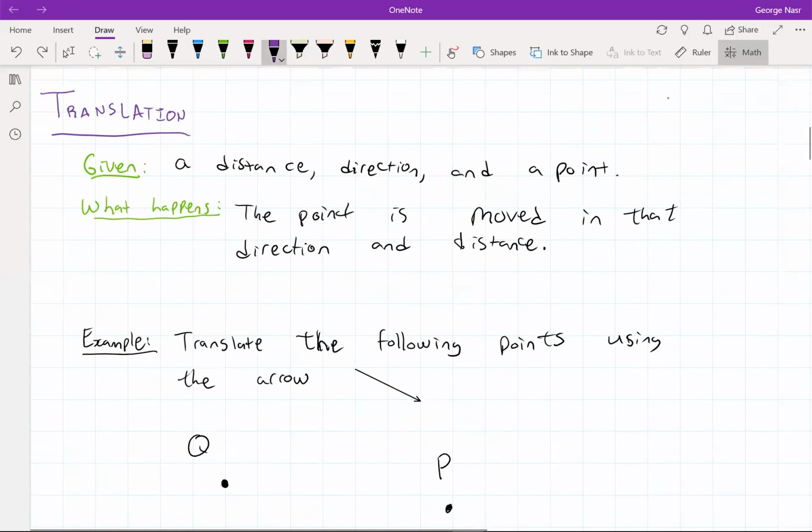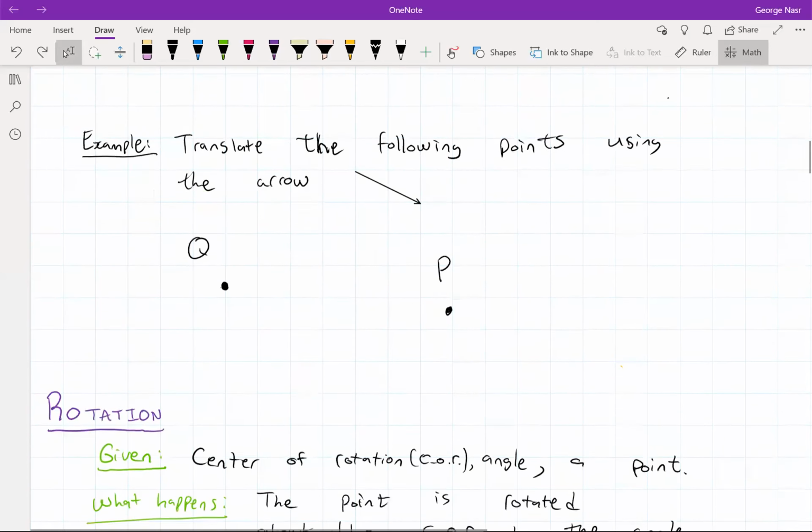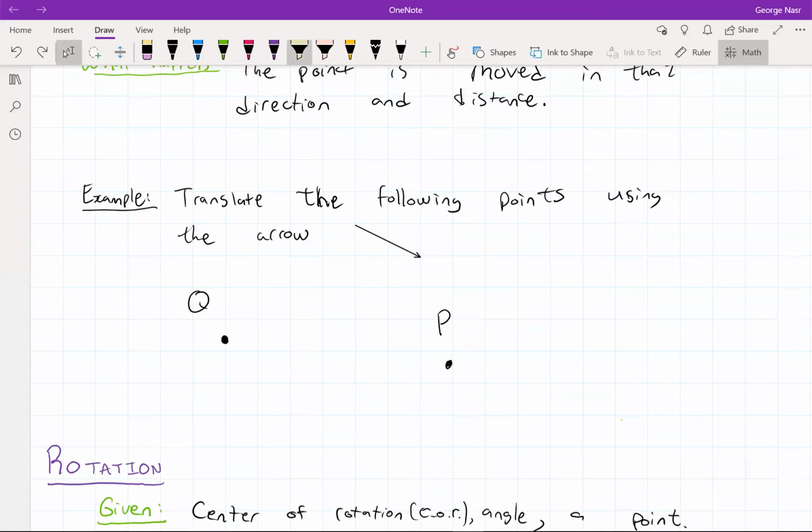Okay, so now for the second big picture, translation. So this is our second big picture transformation object. In this case, we're given three things. We're given a distance, a direction, and a point. And what happens is the point is moved in that direction and distance. So that might seem kind of straightforward. So sometimes what we'll do is we'll use arrows to represent a direction and a distance. So I'm going to translate both of these points using this arrow.